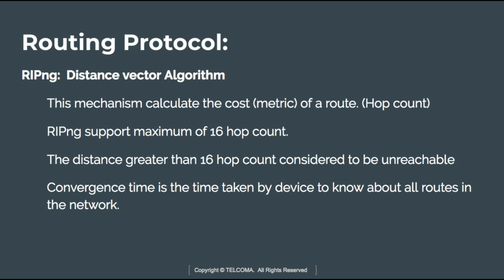The convergence time is the time taken by a device to know about all the routes in a network. The hop count is a count of the number of routers present when a packet travels from source to destination. The router periodically distributes information about its routes to its directly connected neighbors using RIPng response messages. So this is the distance vector algorithm; it calculates the cost of the route.